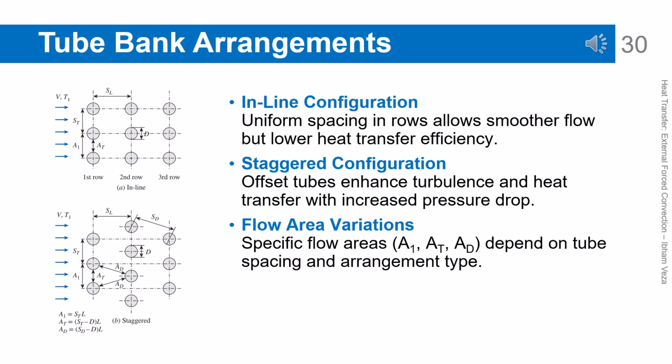Tube bank arrangements. This slide explains the geometric differences between inline and staggered tube bank arrangements. In the inline arrangement, the spacing between tubes is uniform, allowing the flow to pass more easily through the gaps. In the staggered arrangement, the tubes are offset, forcing the flow to change direction and mix more strongly. This difference in arrangement also affects the effective flow area. Therefore, the geometric configuration strongly determines flow and heat transfer characteristics.